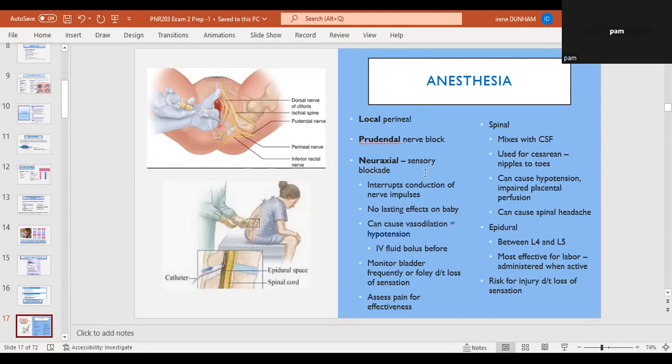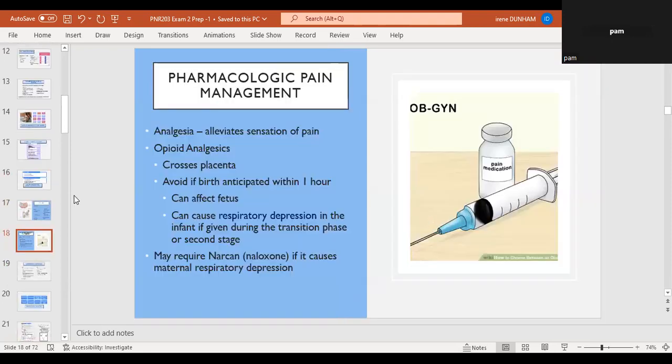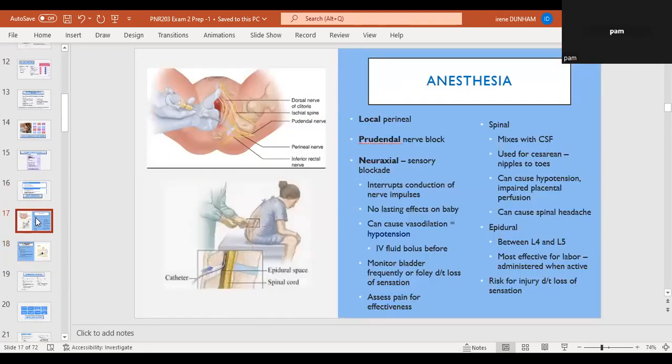And then you have the neuraxial, which is a sensory blockage. And what you're doing on all these, you have to interrupt the conduction of nerve impulses. Okay, so you know that gate theory. So we want to go ahead and block them. And a lot of this, they don't have really lasting effects on the baby, which is good. And the main thing about an epidural, let me go back, it can cause hypotension. I would go ahead and write that down, hypotension. And what you do is give an IV fluid bolus before the epidural.